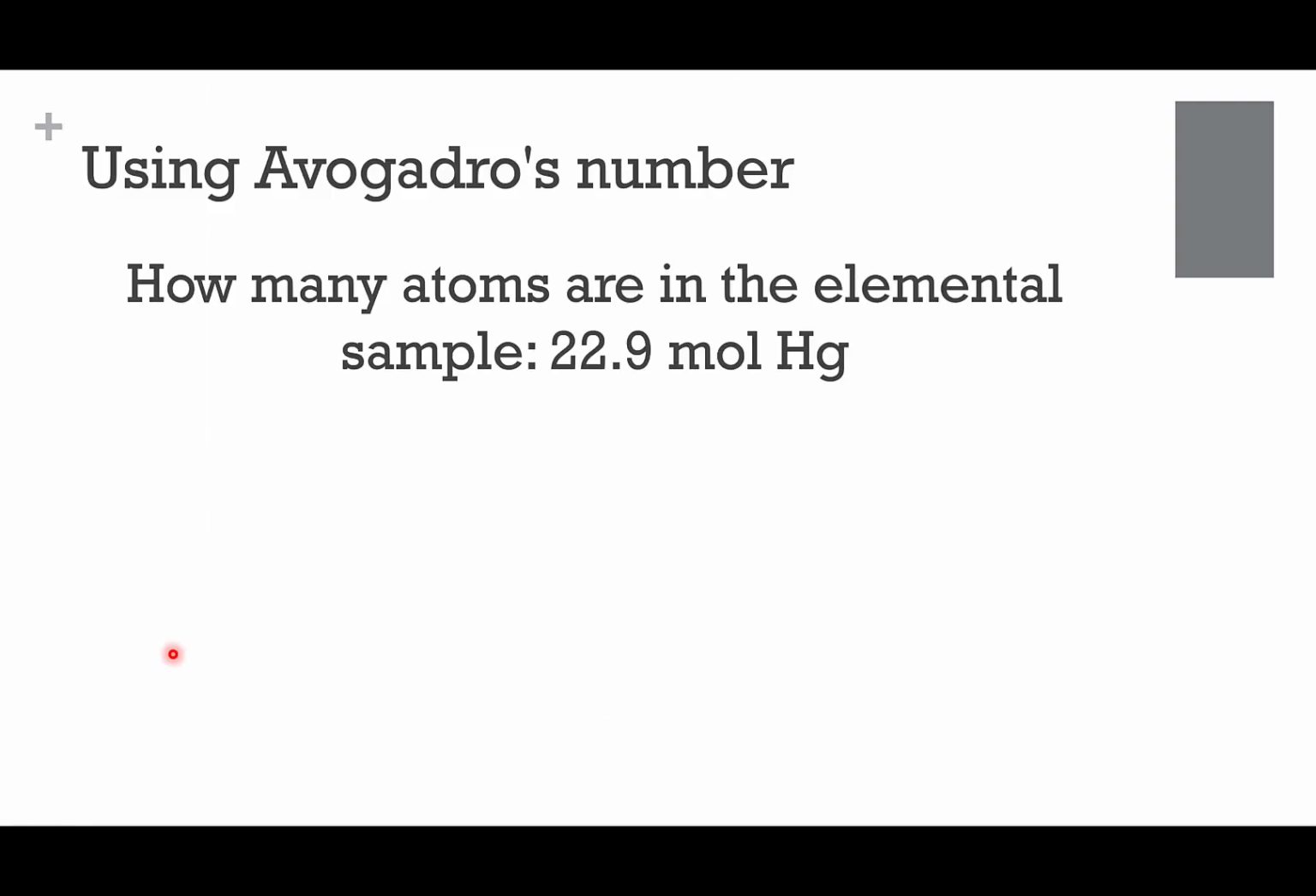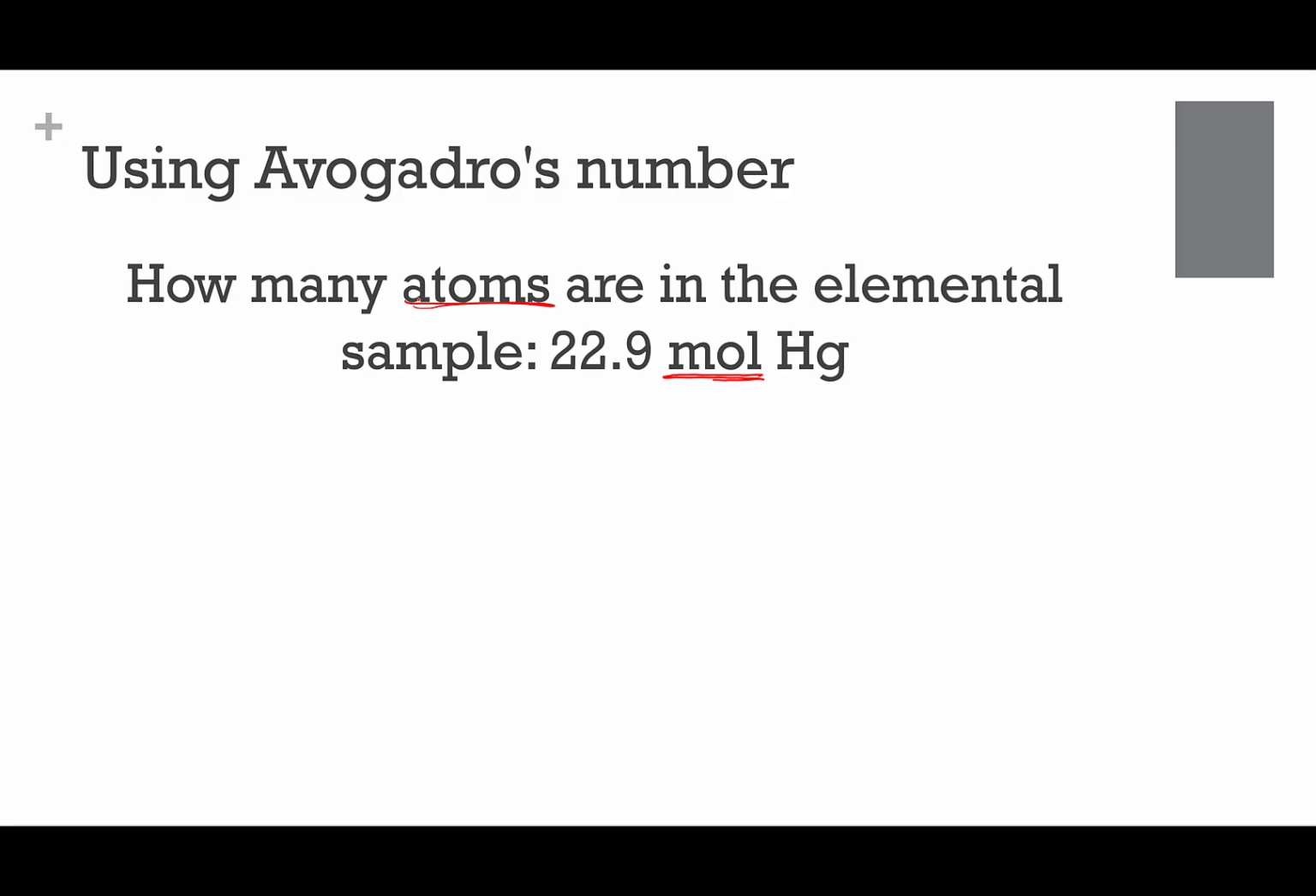So let's dive into an example. How are we going to put these equalities and conversion factors to practice? So here's our question. How many atoms are in an elemental sample of 22.9 moles of mercury? Okay. So this is really just a dimensional analysis unit conversion problem. I'm starting in the unit of mole, and it's asking me to convert or change the unit to atoms. So it's just simply a unit conversion.